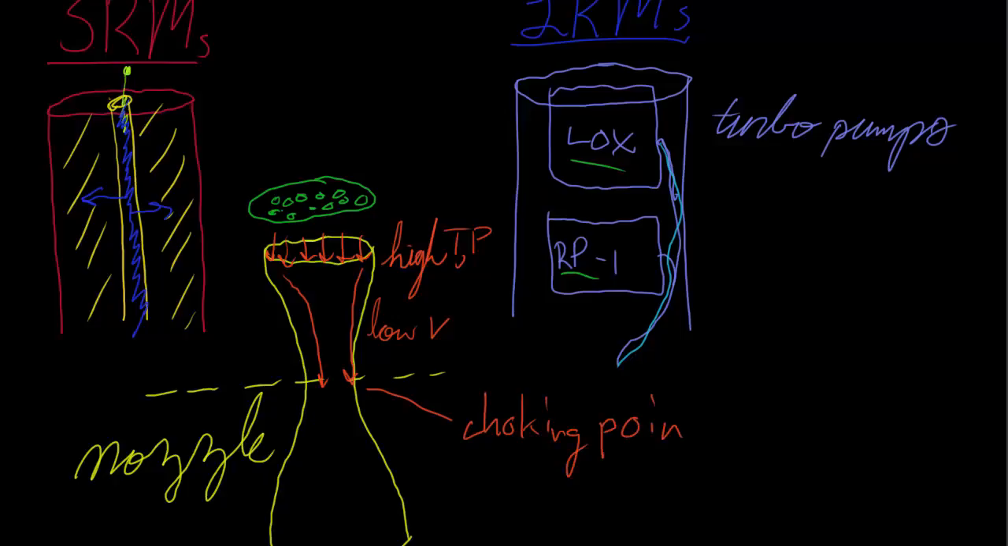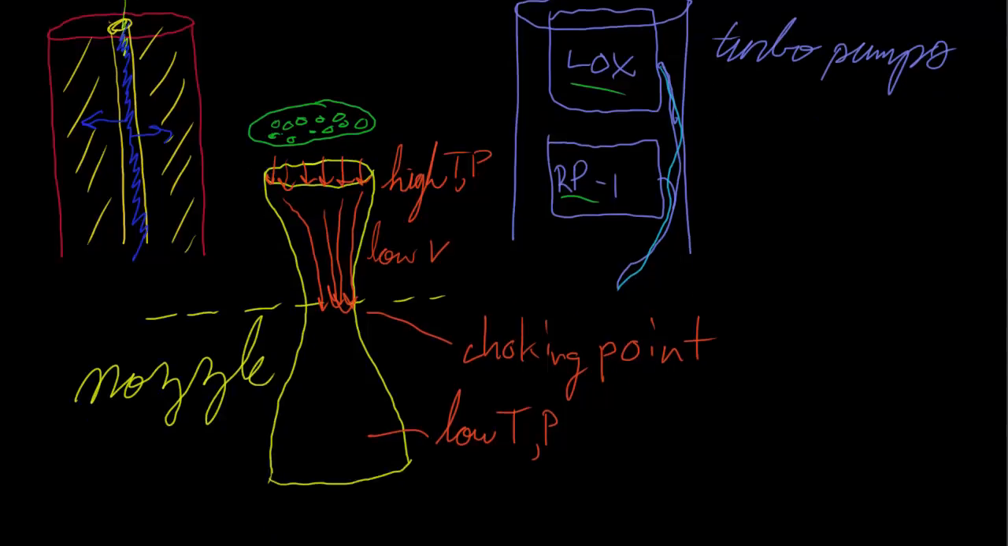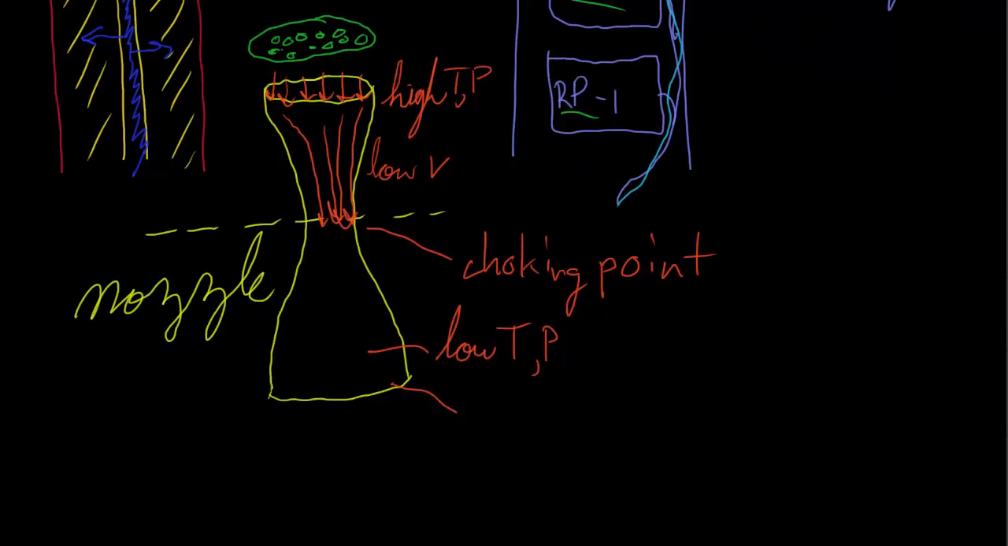And once our propellant gets here, all of our variables change somewhat. Our temperature and pressure decrease dramatically, so we have a low temperature and pressure now. And we have a very high velocity now. And we'll draw these lines of velocity.